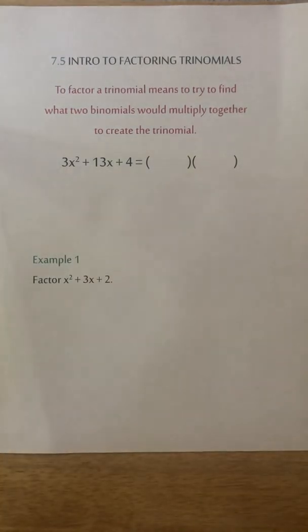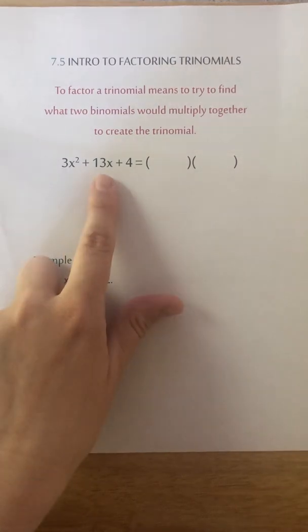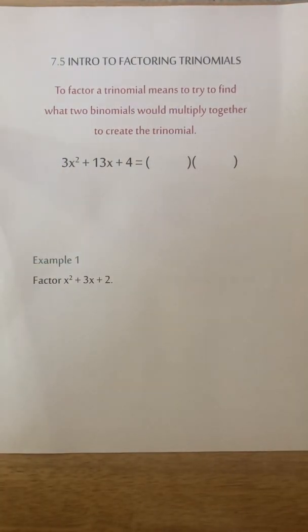So what we're going to work on today is kind of a guess and check method, where we're going to guess something, we're going to try it, we're going to FOIL it, and if it gives us what we started with, then that's how we know it's the answer. And if it doesn't give us what we started with, then we have to start over. Then that was not correct.